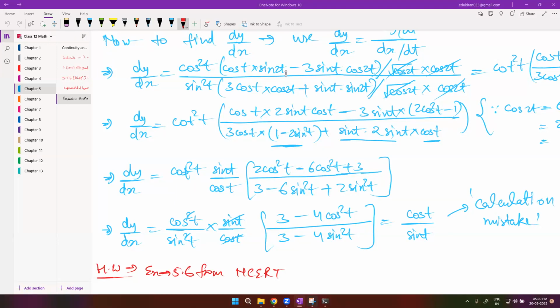This x is equal to sine cube t divided by root cos t, root cos 2t, and then y is equal to cos cube t divided by root cos 2t. If someone solves it and gets the answer, please try to solve this one and let me know by tomorrow if you are not able to solve it. But everybody should try these two questions. I told you these are important questions. So one is this and the other is this one.